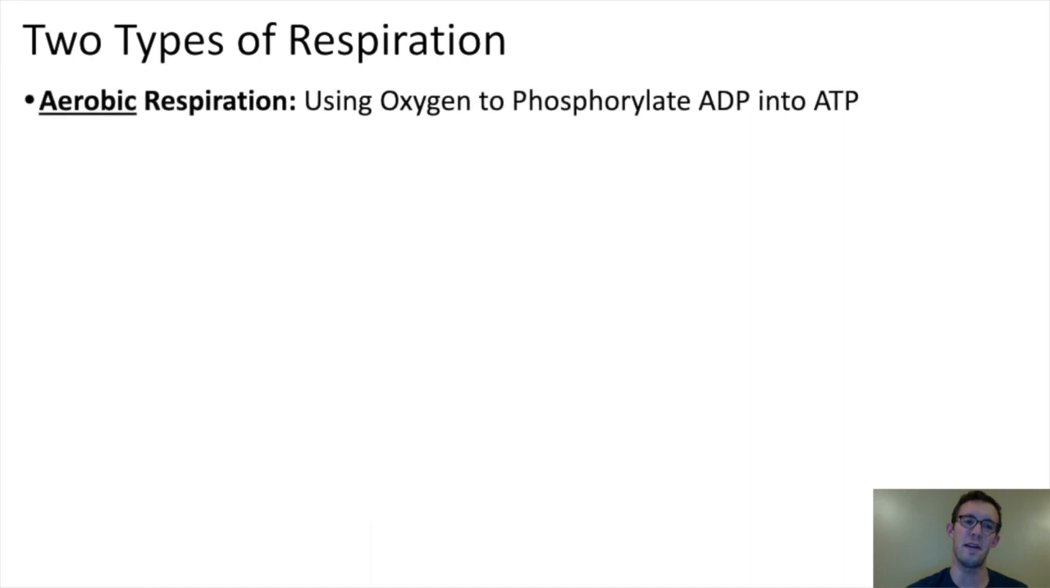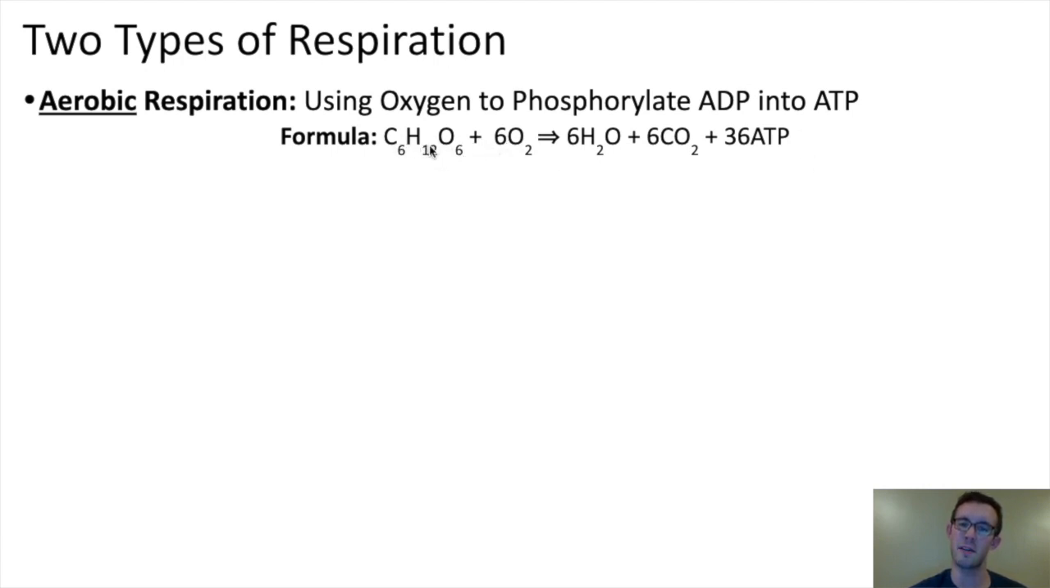The first type is aerobic respiration, which uses oxygen to help break down the glucose and recharge the ADP into ATP. You can see the formula for aerobic respiration here. We've got a molecule of glucose that gets broken apart by 6 molecules of oxygen to phosphorylate 36 molecules of ATP. The byproducts of aerobic respiration are carbon dioxide and water.